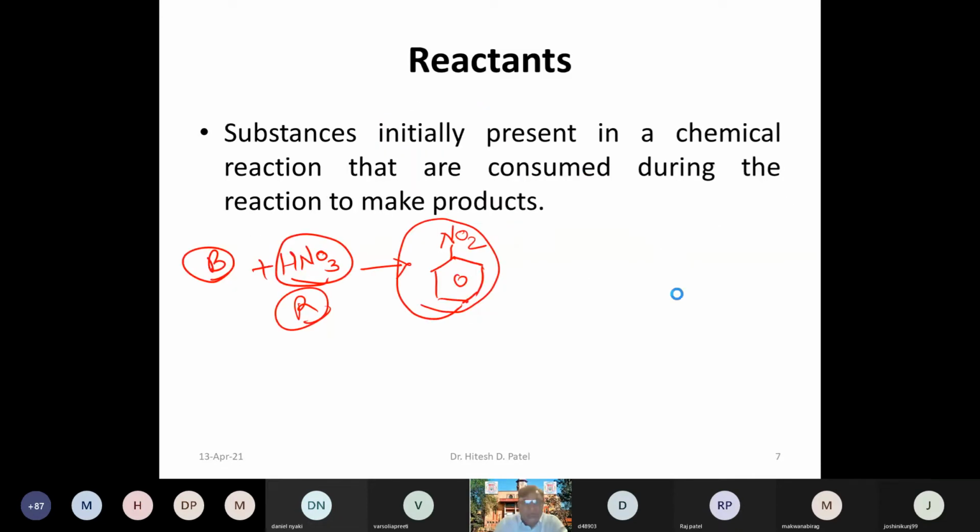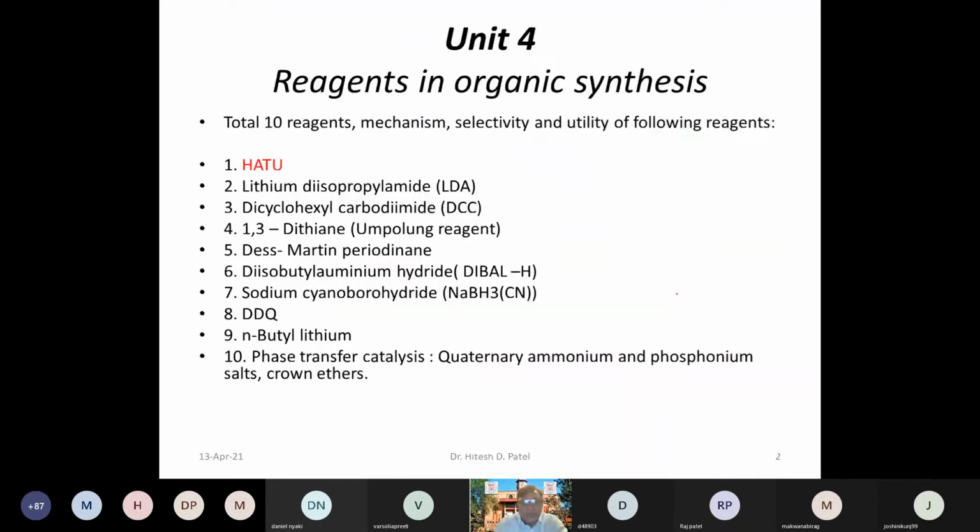If anyone has a doubt, they can ask here. If not, as per the syllabus we will discuss the 10 different types of reagents for organic synthesis. Sir, okay, organic reaction.